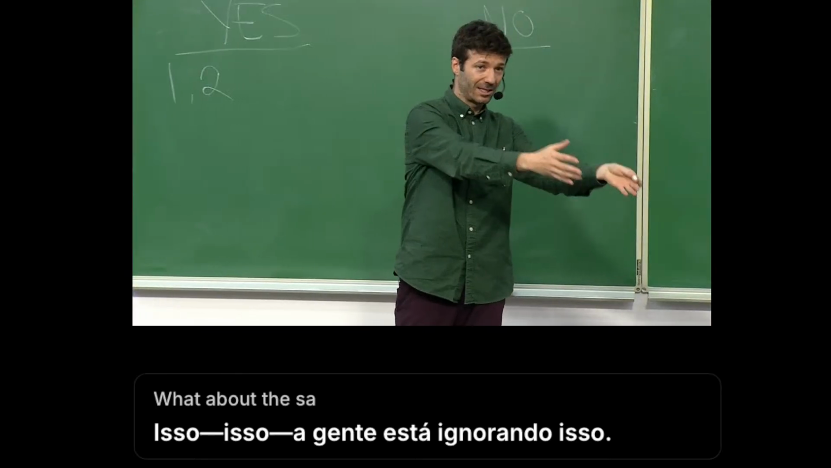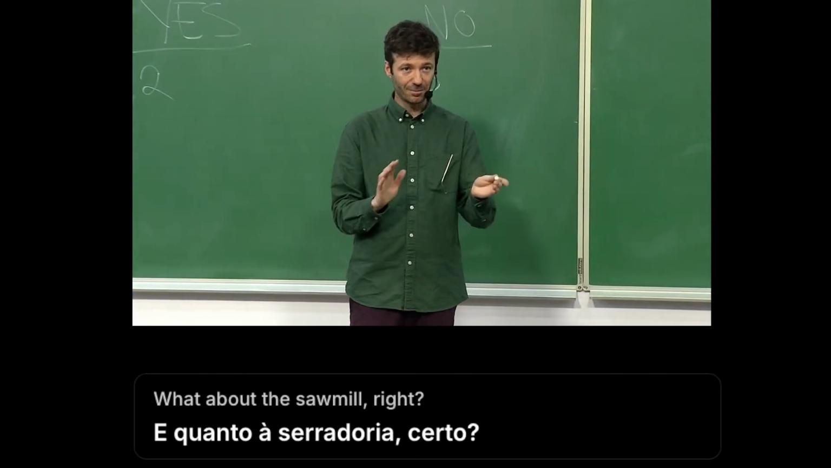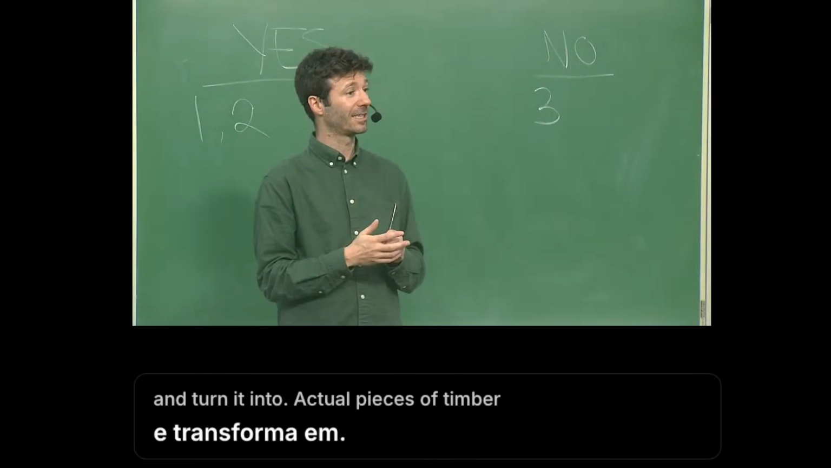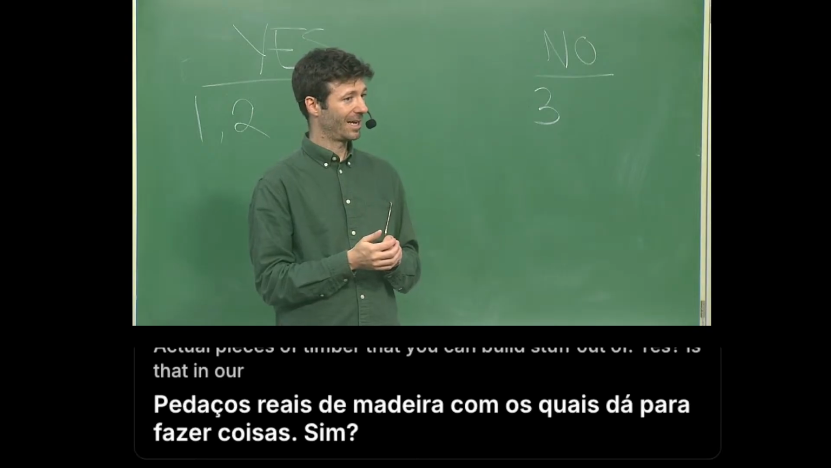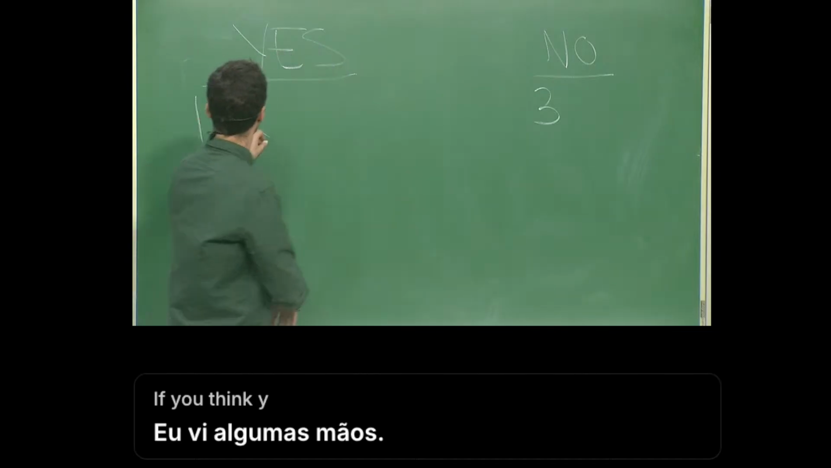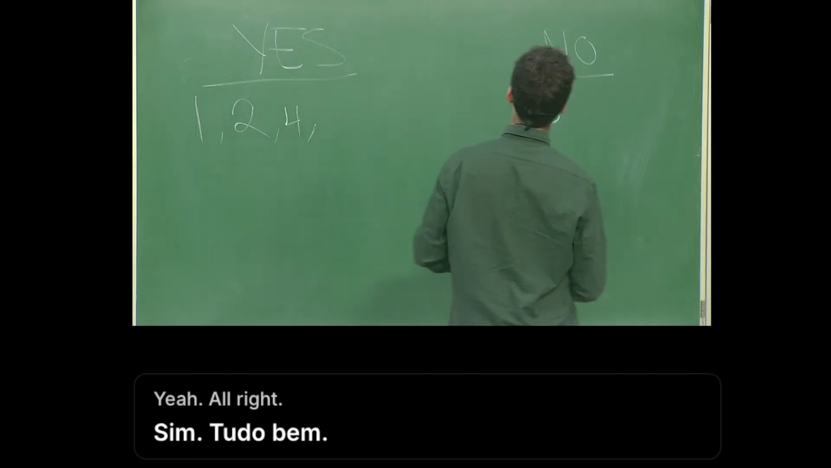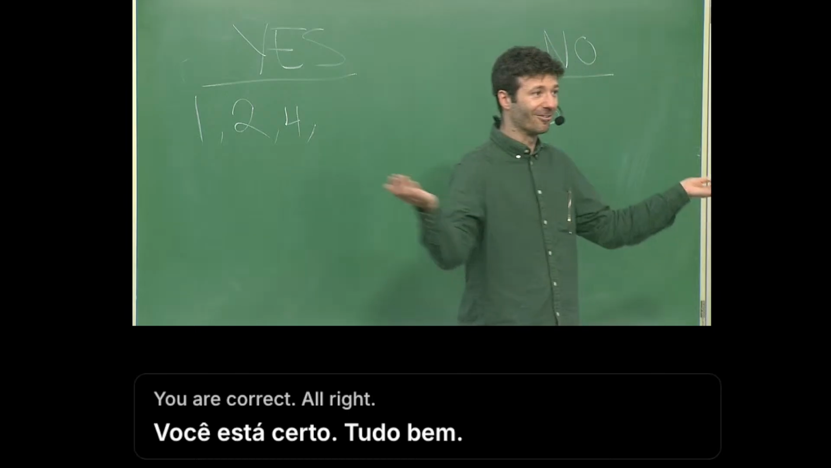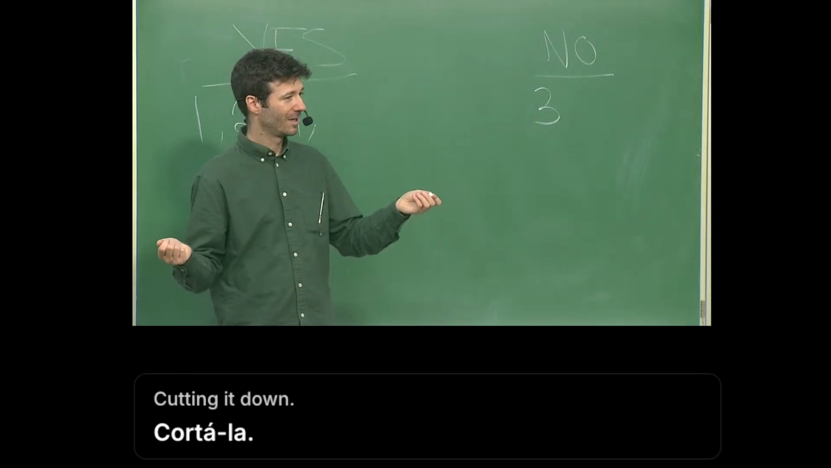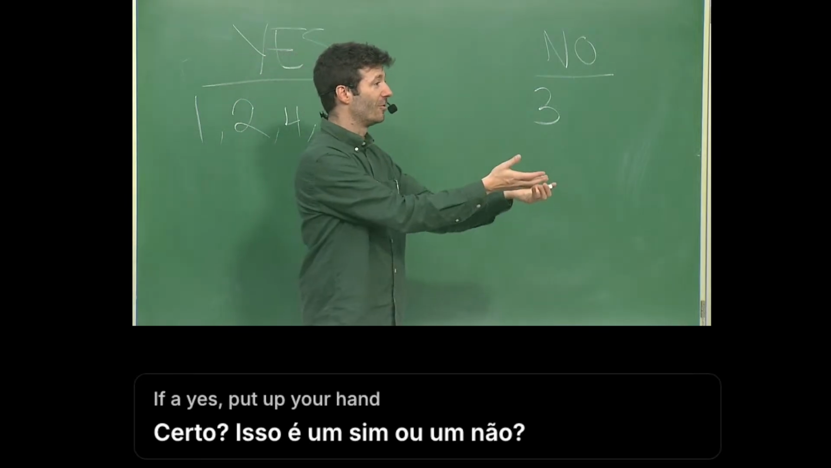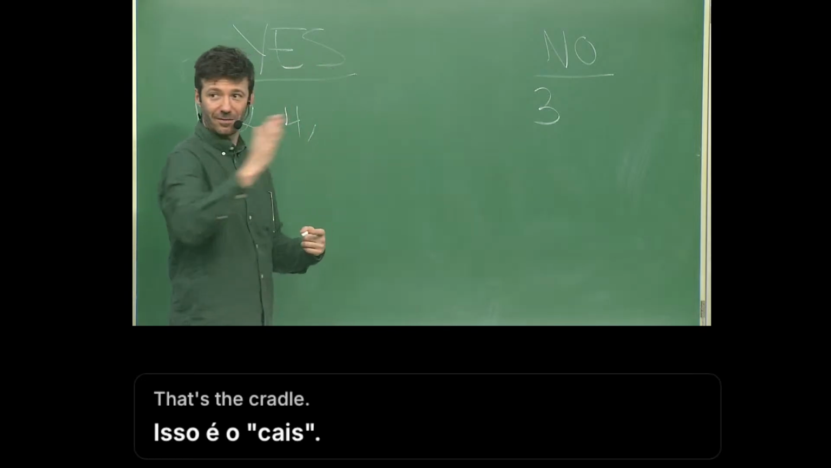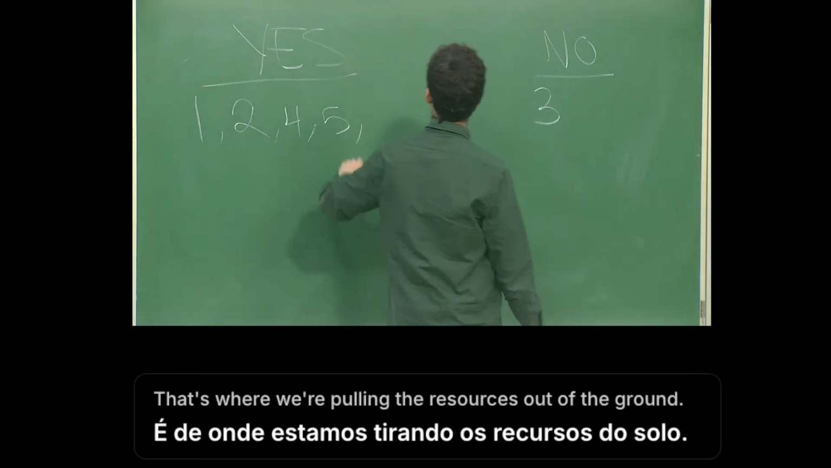What about the sawmill, right? That's where you take the wood in and turn it into actual pieces of timber that you can build stuff out of. Is that cradle to gate? Seen some hands? If you think yes, put up your hand. Yeah, all right. I see a majority. You are correct. What about harvesting the tree, cutting it down? Is that a yes or a no? If a yes, put up your hands. I see two. Yeah, that's a no. But it's the cradle. That's where we're pulling the resources out of the ground. That's the very start of the life cycle. So yes, there's a lot of yeses here.